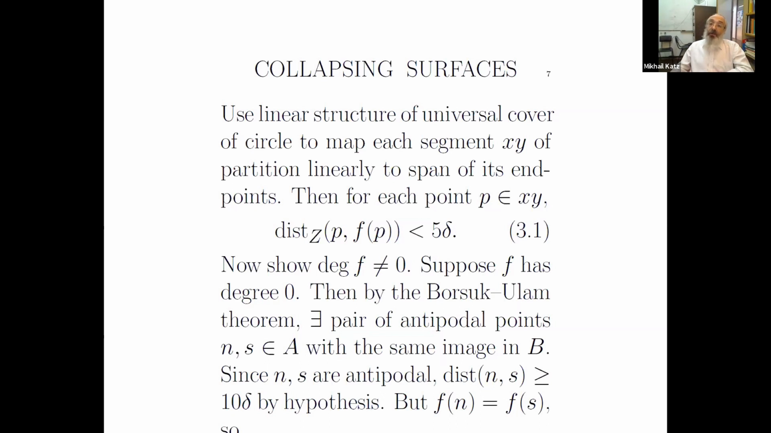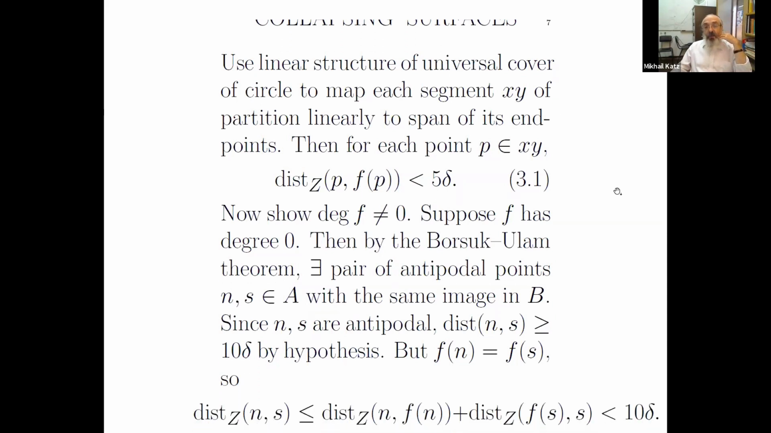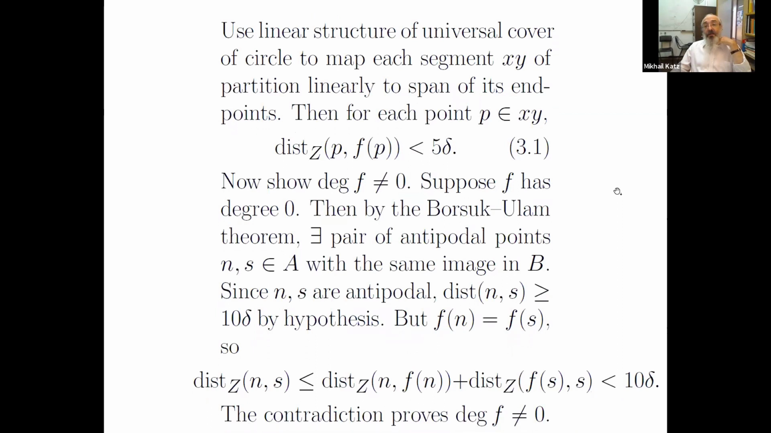If it has degree 0, then by the usual nonsense, you can lift it to the universal cover of B. In other words, you get a map from a circle to a line. And then by the Borsuk-Ulam theorem, there's a pair of antipodal points of the circle A with the same image in B. And since n and s are antipodal, their distance is bigger than 10 delta. That's because we assume that the circle is longer than 20 delta. So antipodal points are at distance at least 10 delta.